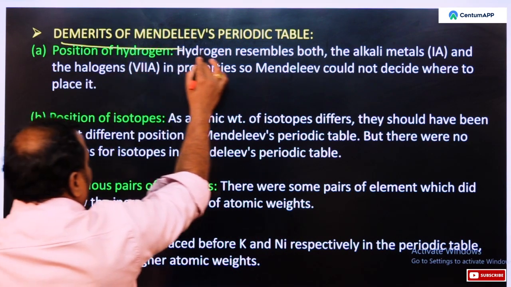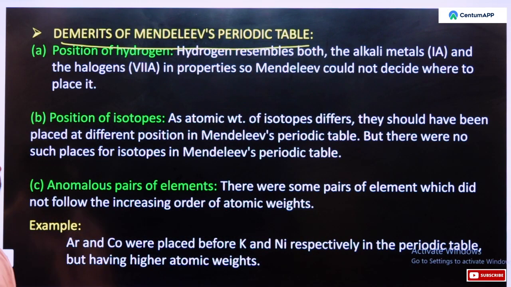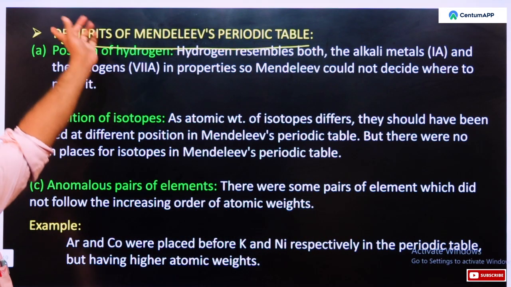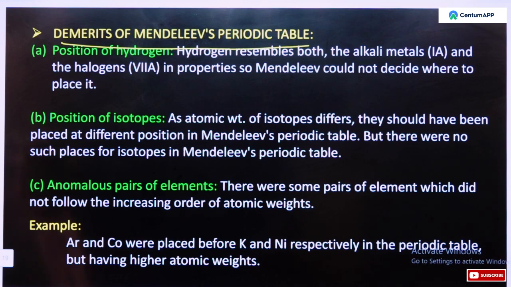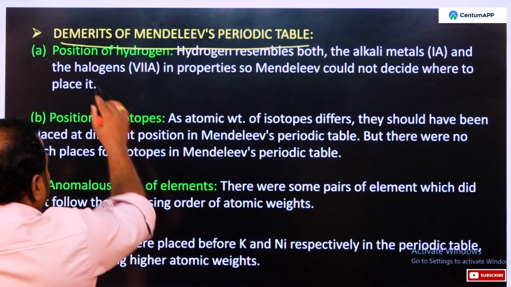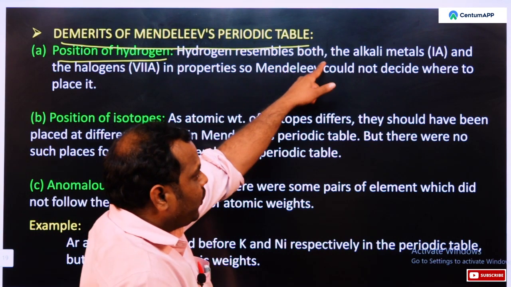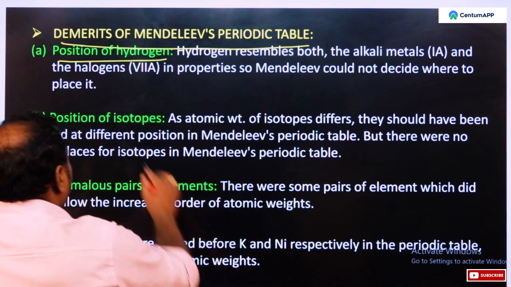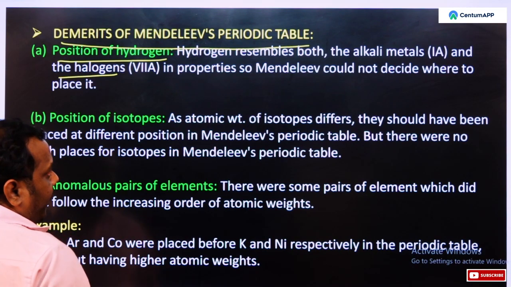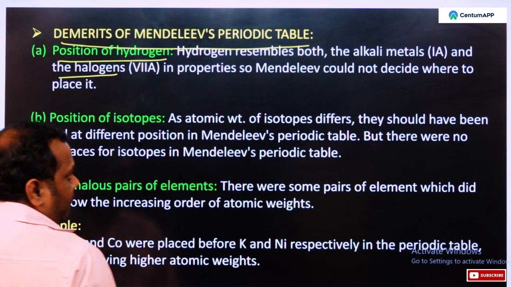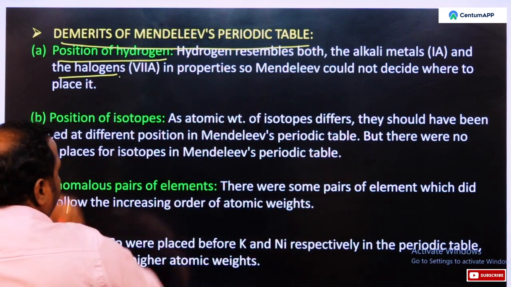Demerits of the Mendeleev periodic table. First one is the position of the hydrogen atom. Hydrogen resembles both the alkali metals and the halogens.